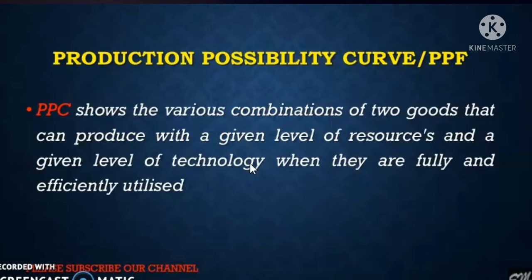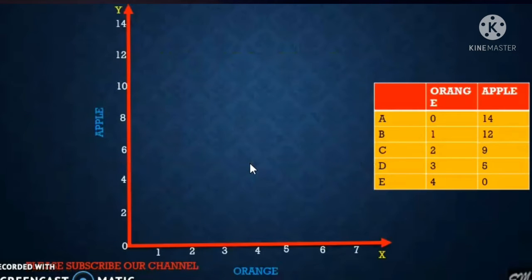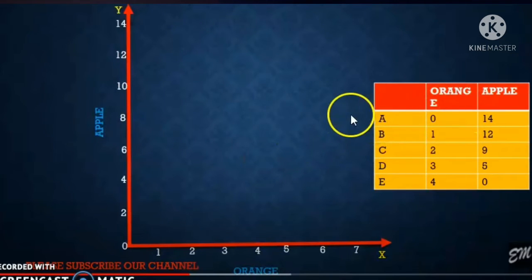Next, the production possibility curve. How can we depict that? PPC shows the various combinations of two goods that can be produced with a given level of resources and a given level of technology, which are fully and efficiently utilized. We are utilizing each and every resource or technology in each stage for the production of the two goods. Here the example is orange and apple, so we can draw the graph showing it.